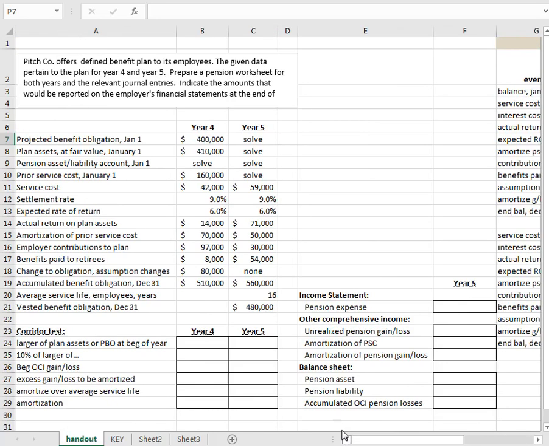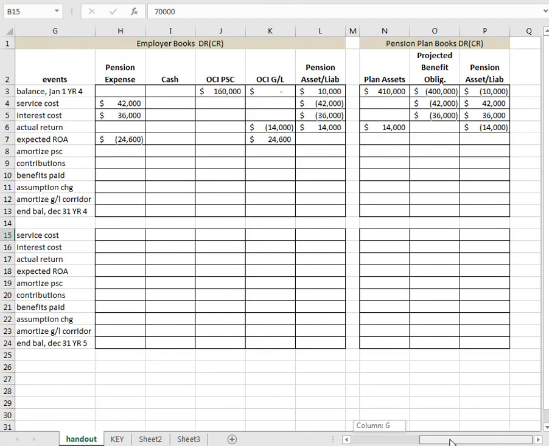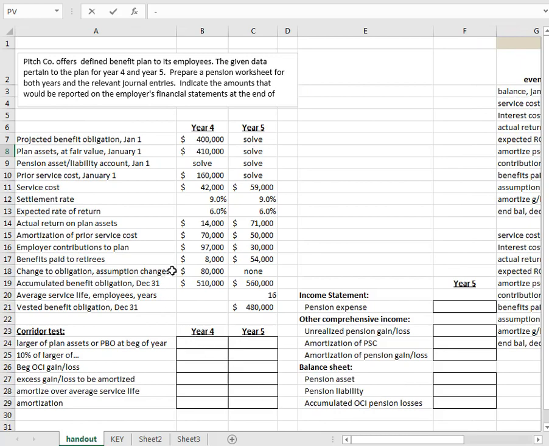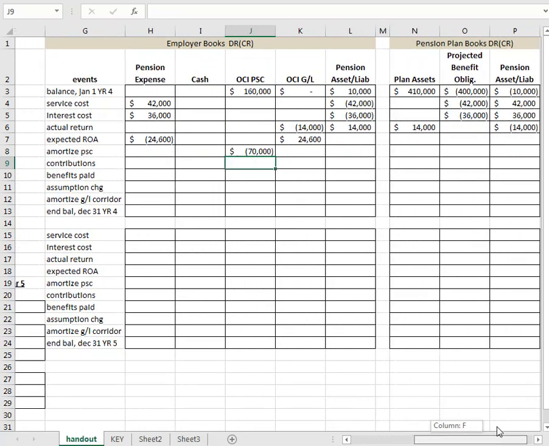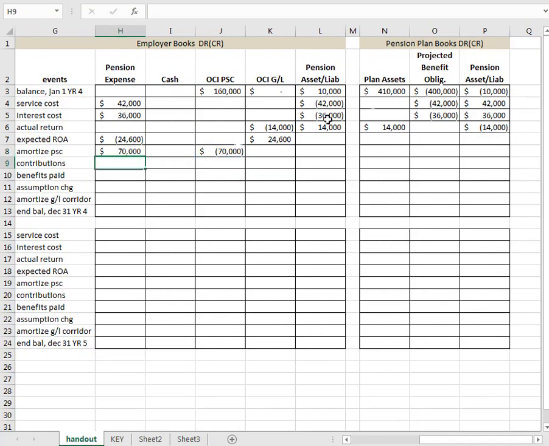Now amortizing the prior service costs. So we do have prior service costs in OCI, and they tell us how much to amortize, 70,000. All right, so what that means is I'm going to remove the 70,000 from other comprehensive income, so a section of equity, and I'm going to expense that into pension expense in the current year. And that is not something happening over here on the pension books. When the change in contract occurs and the obligation changes, the obligation is just updated on the pension books. But it's smoothed into pension expense over many years because GAAP permits that.